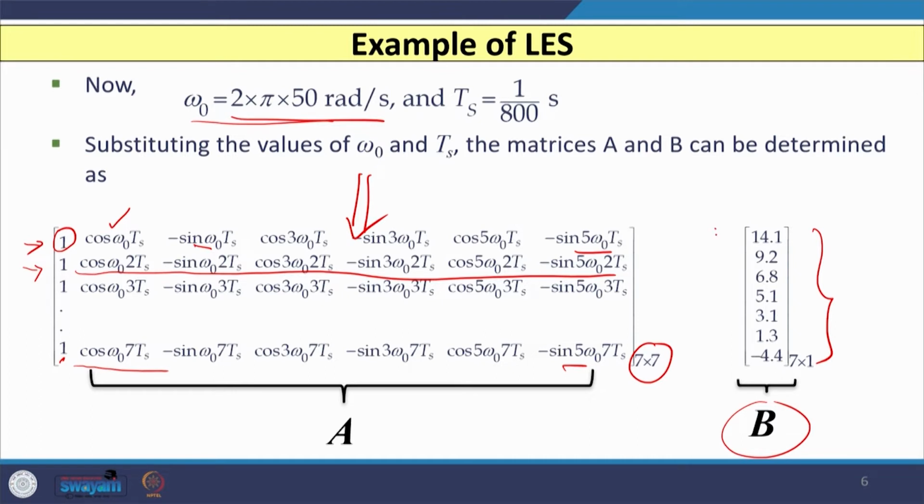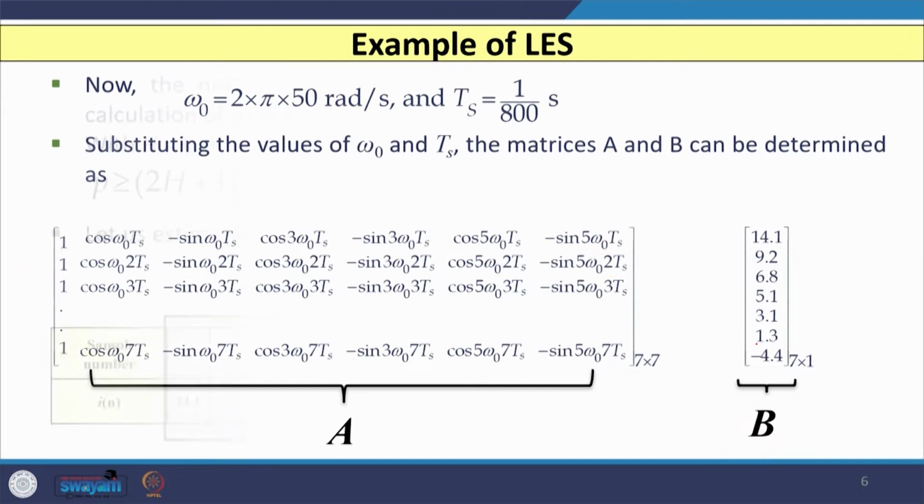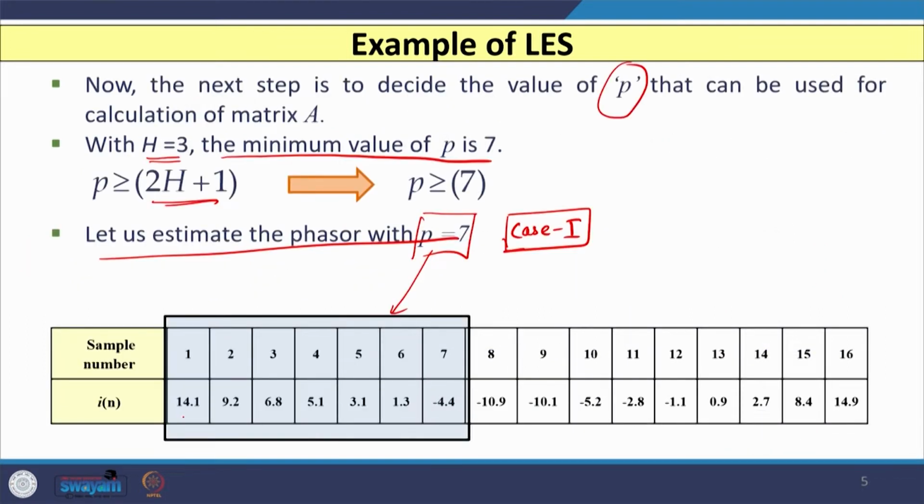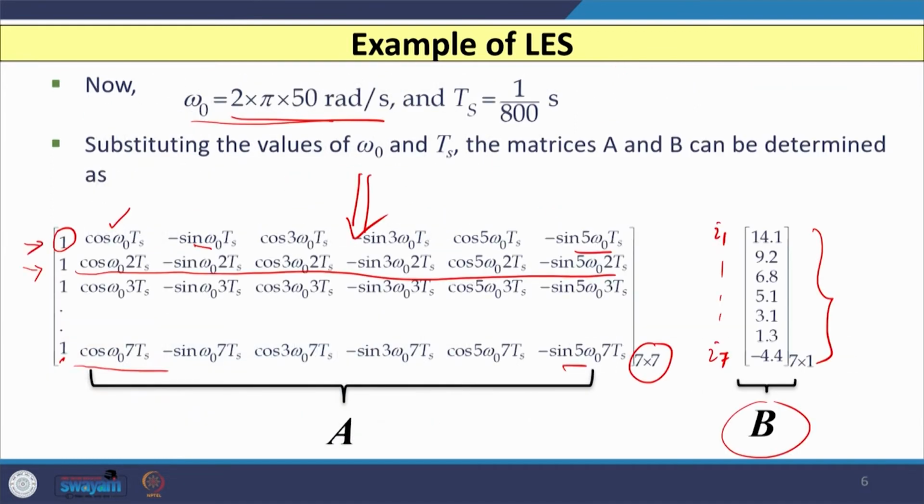So, it starts from I 1 and it goes up to I 7. If I consider here, I 1 is 14.1 and I 7 is minus 4.4. So, you can see this is 14.1 and this is minus 4.4. Accordingly, you have the matrix B, the size of which is 7 cross 1.